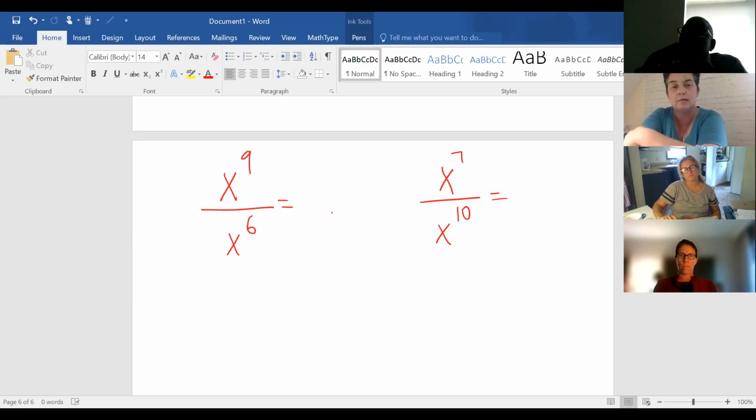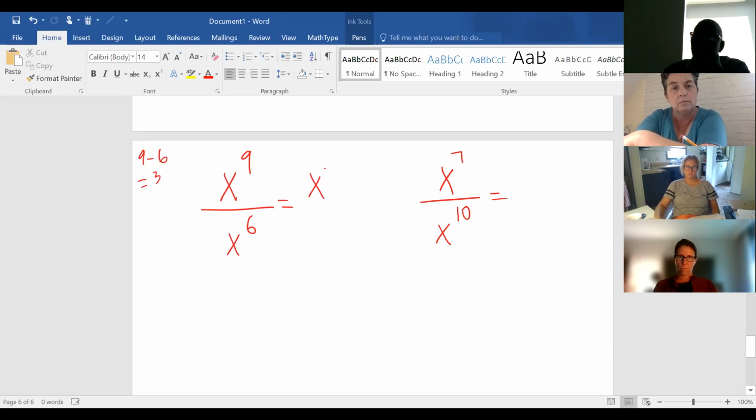What is the biggest exponent? 9. When you do 9 minus 6, it's 3. Where are you going to have the x cubed? At the top or at the bottom? At the top, where the 9 was. You see? When I do 9 minus 6, which is logical, I get 3. X cubed, I have to put it where the 9 was, so x cubed goes right here.